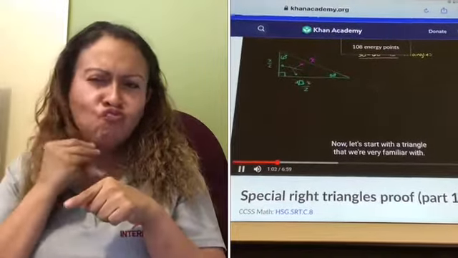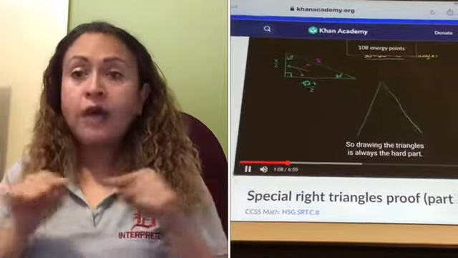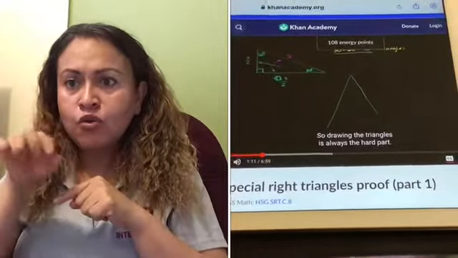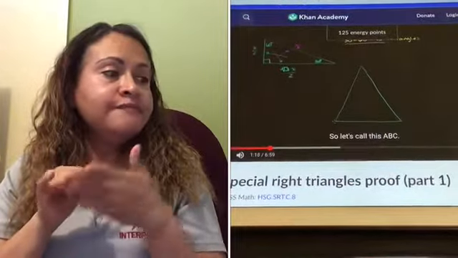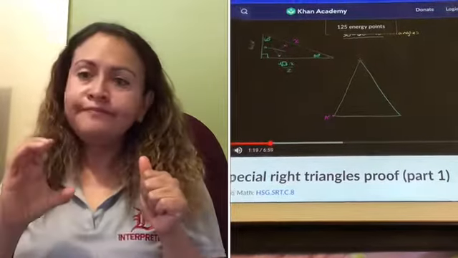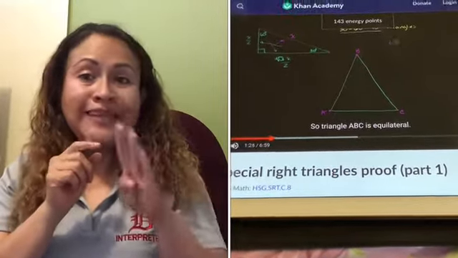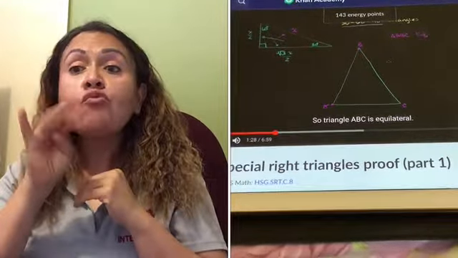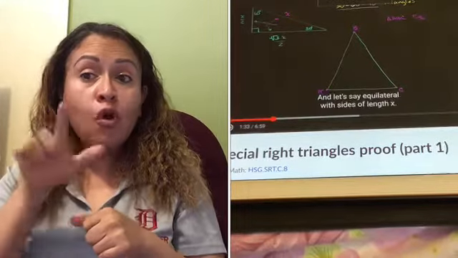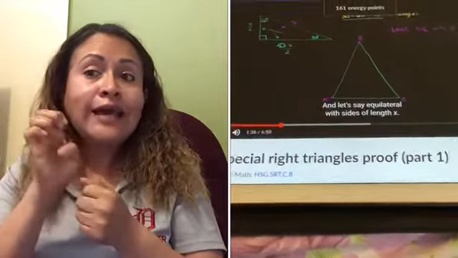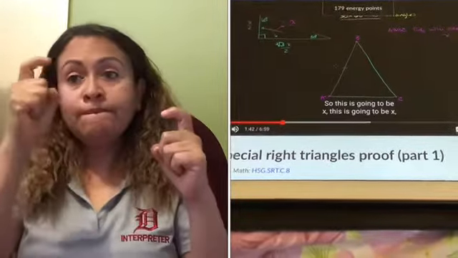So let me draw ourselves an equilateral triangle. Drawing the triangles is always the hard part. So this is my best shot at an equilateral triangle. And let's call this A, B, C. I'm just going to assume that I've constructed an equilateral triangle. So triangle A, B, C is equilateral. And if it's equilateral, that means all of its sides are equal. Let's say equilateral with sides of length x. So this is going to be x, this is going to be x, and this is going to be x.